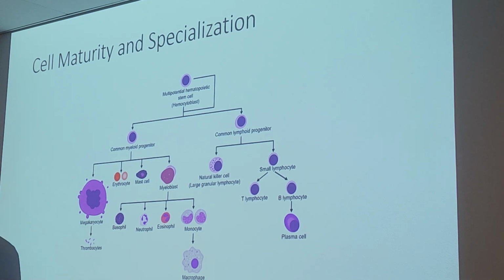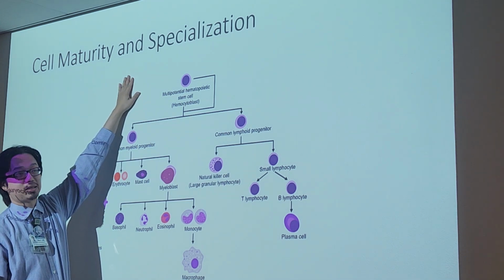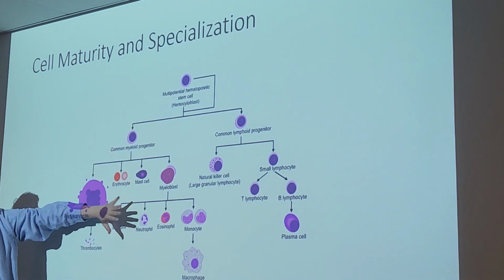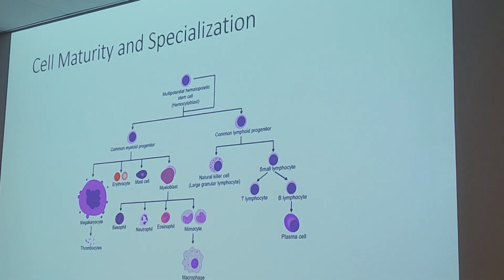Yes, the psychopathic cells. So is this a chart that we should know? No, this is just an example of maturity and specialization. Immature, non-specialized; highly mature, highly specialized. That's all I'm showing you here.